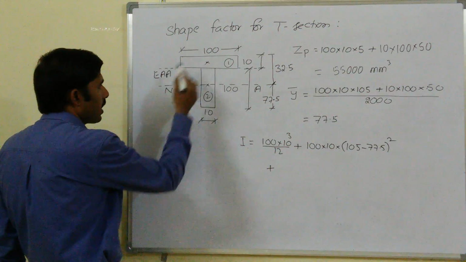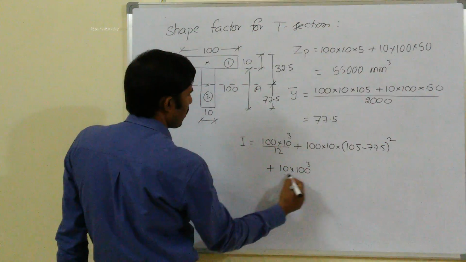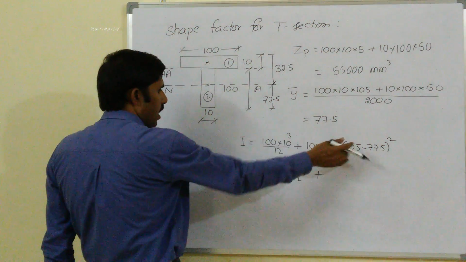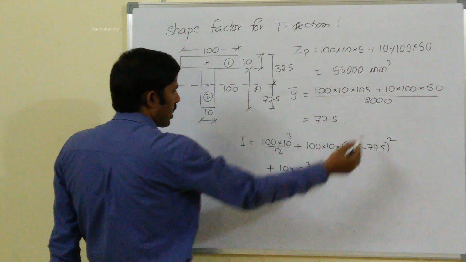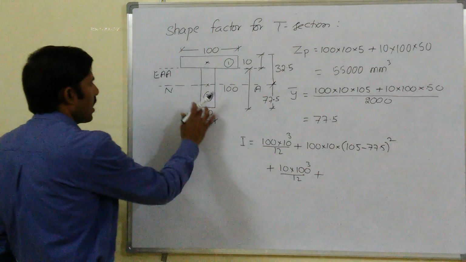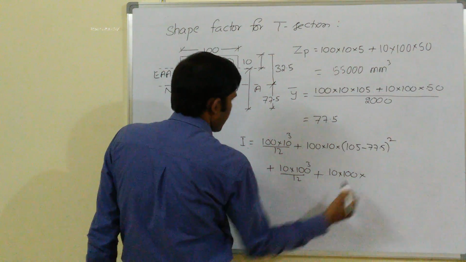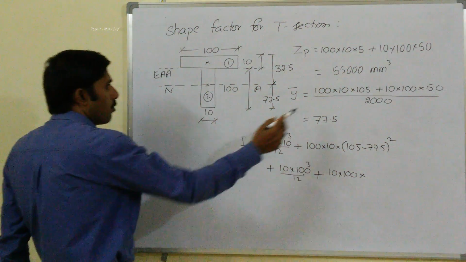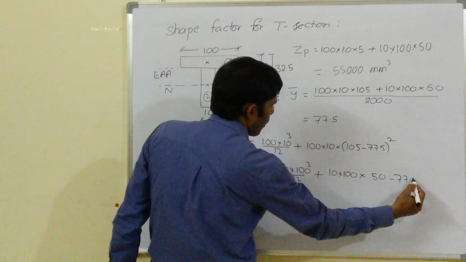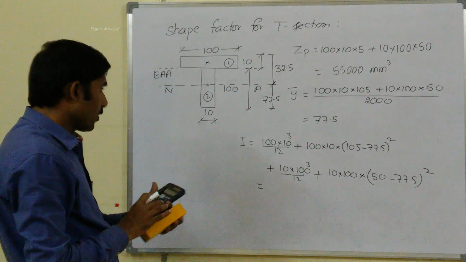second rectangle is this one completely. Okay. So that is 10 into 100 cube by 12 plus, similarly as per this, here we have added this term h bar square. So here also we need to add area into h bar square. So this area, the complete second rectangle area, is 10 into 100. Its h bar is y2 minus y bar. y2 is 50. Yeah, this one, 50 minus y bar 77.5 whole square. So this is I, moment of inertia of this T section.